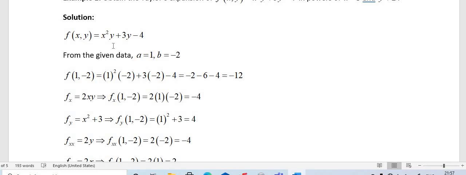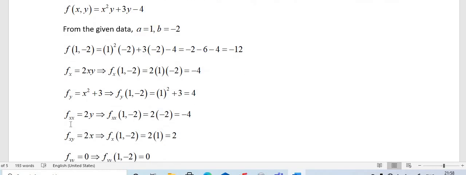Again fy, here we are doing partial differentiation of f with respect to y. So x square constant, for y 1, x square into 1 is x square plus 3 into 1 is 3 minus 4 is 0. Find out fy at 1 comma minus 2. That means substitute here x equal to 1, y equal to minus 2. Then we are going to get 4.